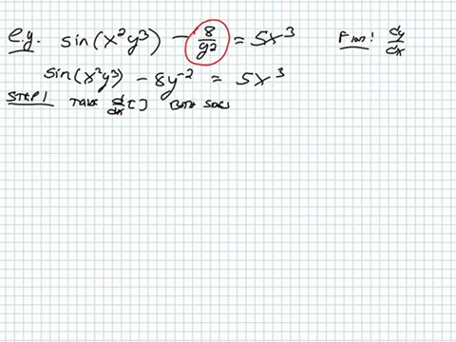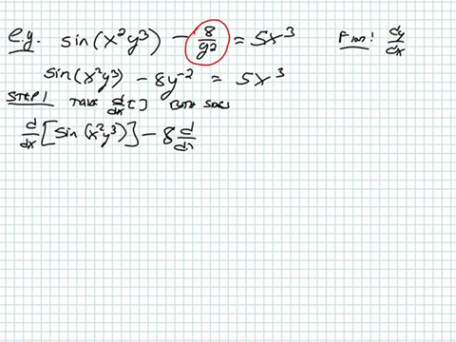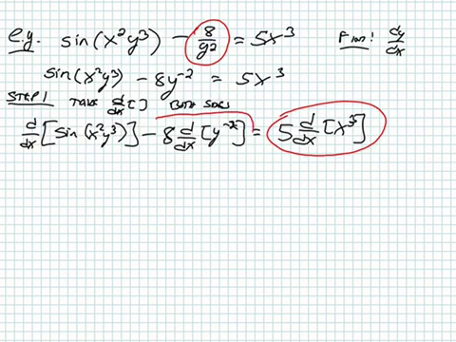Okay, so if I do so, I've got d dx of sine of x squared y cubed minus 8, I'll pull the constant out, minus 8 d dx of y to the minus 2. And that's equal to, I'll pull a 5 out, 5, and then d dx of x cubed. Okay, so right away you can tell that these two terms here are going to be the easier ones to differentiate. So I'm going to do that first, and then I'm going to go back to the harder one. So let's start on the right-hand side and work backwards.